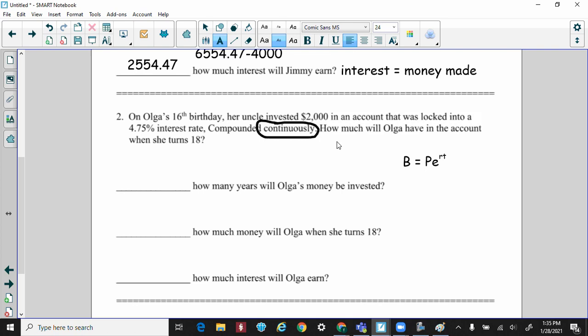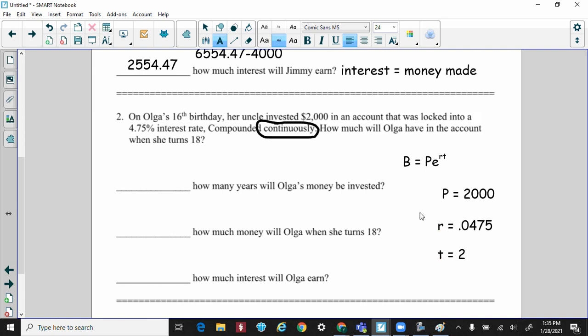First off, how much money? Olga started with 2,000, so P is 2,000. The R is going to be the interest rate written as a decimal, 0.045. The time might be a little confusing, but it shouldn't be too bad. The problem started on her 16th birthday and ended on her 18th birthday, so the time will be 2 years.